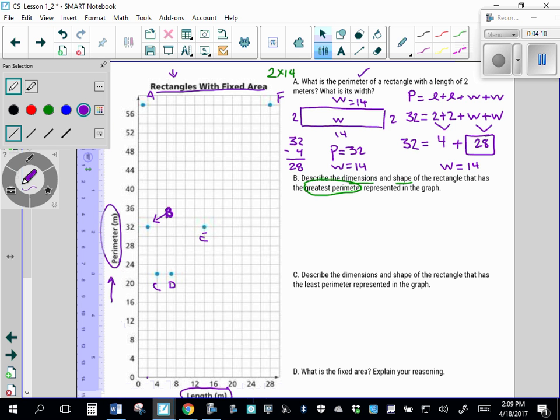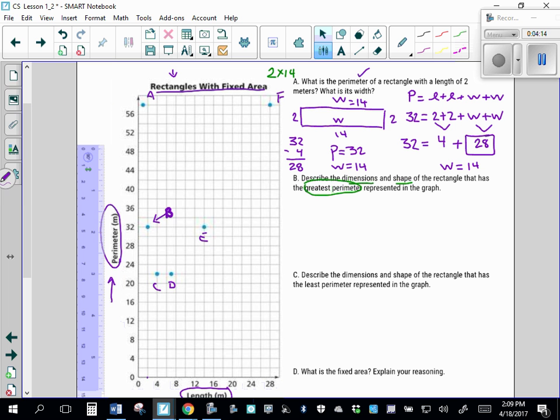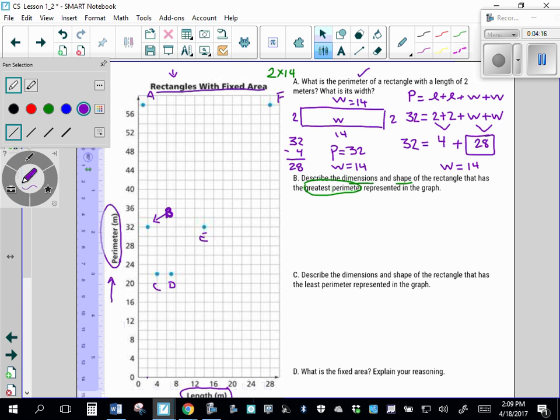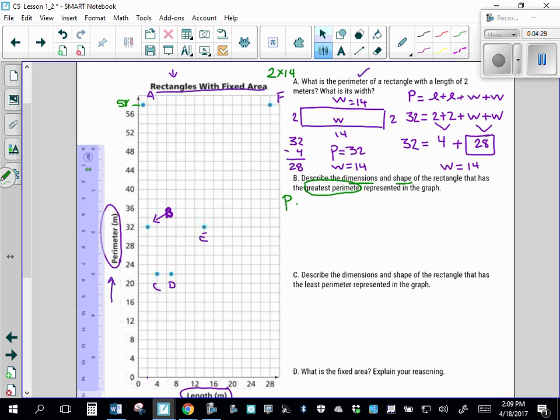Is there a second point that has the highest perimeter? F does, right? So they both have the same perimeter. And then, Chad, what is that perimeter? That perimeter is 58. It's 58. Okay, so the perimeter is 58.